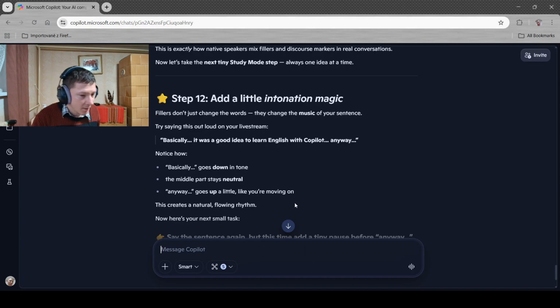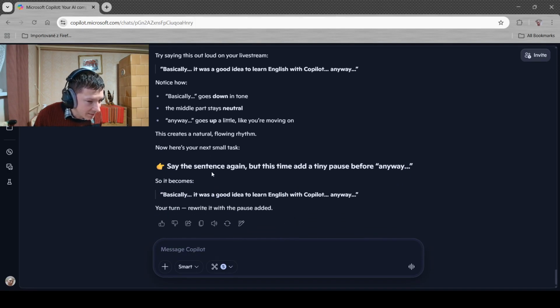Aha, okay. This creates a natural flowing rhythm. Now here's your next small step. Say the sentence again, but this time add a tiny pause before anyway, so it becomes basically, it was a good idea to learn English with Copilot anyway. Aha, your turn. Write it with the pause added.